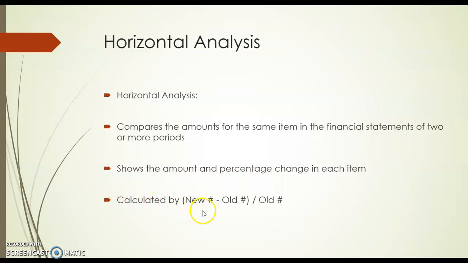Especially if you're trying to compare a smaller company to a larger company. Of course we calculate that by taking the new number minus the old number. That's the total amount change, and dividing that by the old number, and that will give us the percentage change. Typically, if it's more than 10 or 12% change for something, we probably want to analyze that. We would also, however, look at the total dollar amount. If it's some small account, then even though the percentage might be high, we probably won't investigate that.